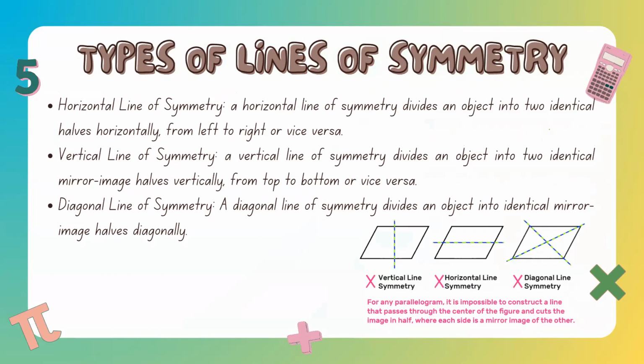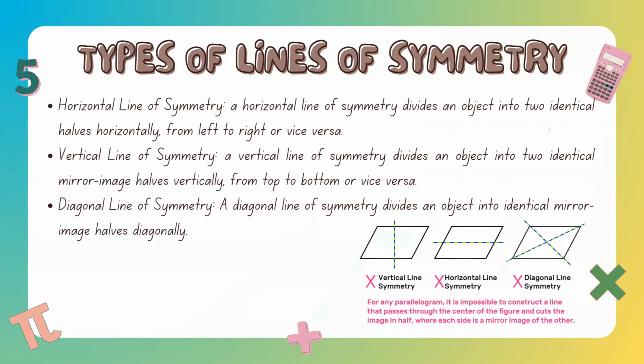Types of line of symmetry: horizontal line of symmetry. A horizontal line of symmetry divides an object into two identical halves horizontally, from left to right or vice versa. Vertical line of symmetry. A vertical line of symmetry divides an object into two identical mirror halves vertically. Diagonal line of symmetry. A diagonal line of symmetry divides an object into identical mirror-image halves diagonally.